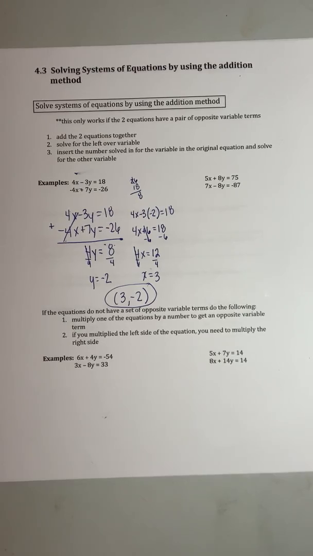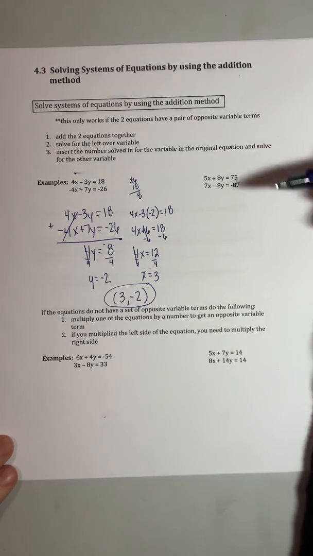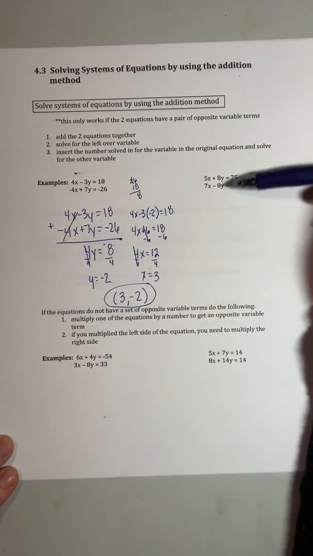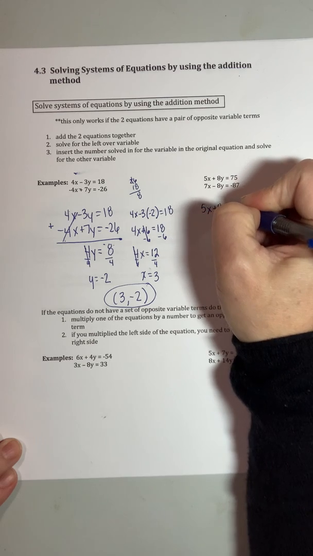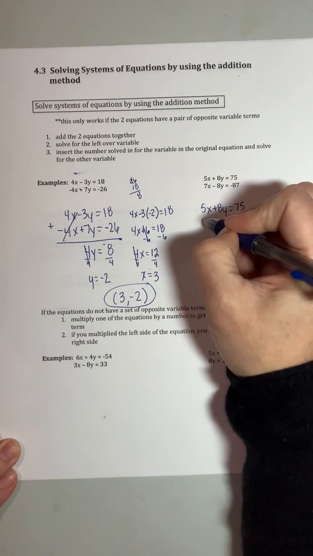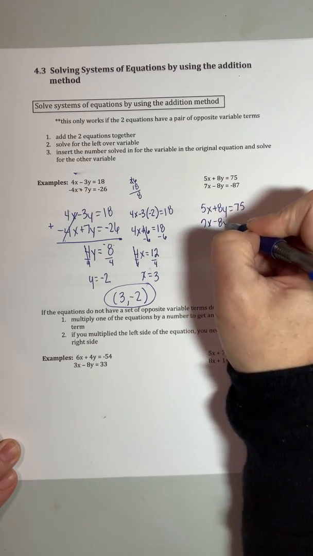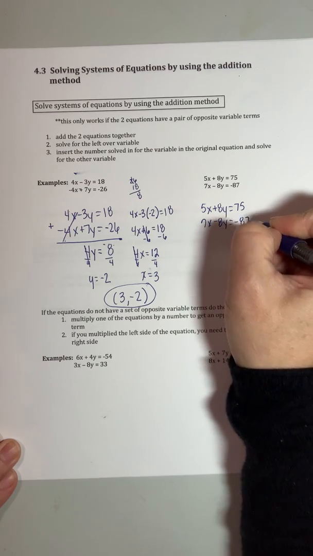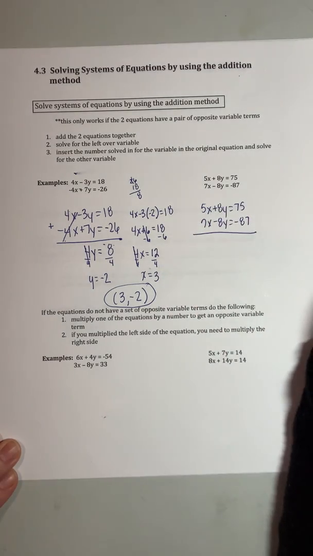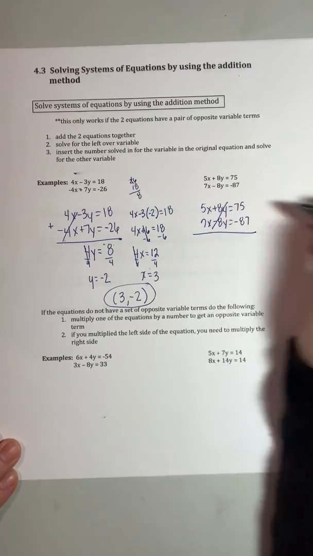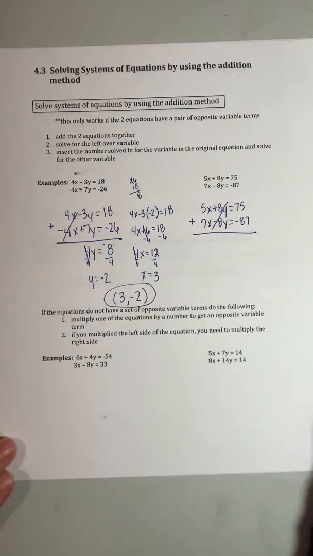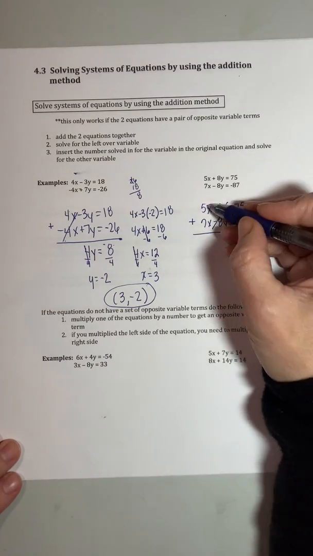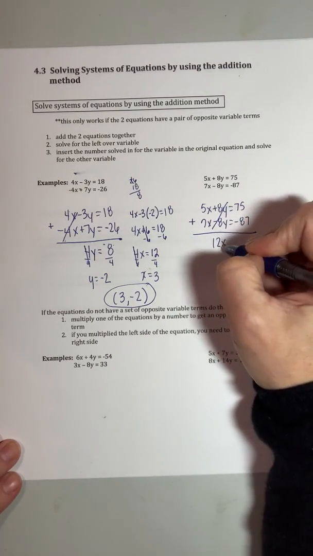Okay, next one. You've got to look and see if you have opposites that go together. So 8 and -8. So this one can be done. So I have 5x plus 8y equals 75. 7x minus 8y equals -87. Okay, we know that these two are going to cancel out because 8 plus -8 is one of each. Subtract, they're gone. 5 plus 7 is 12x.